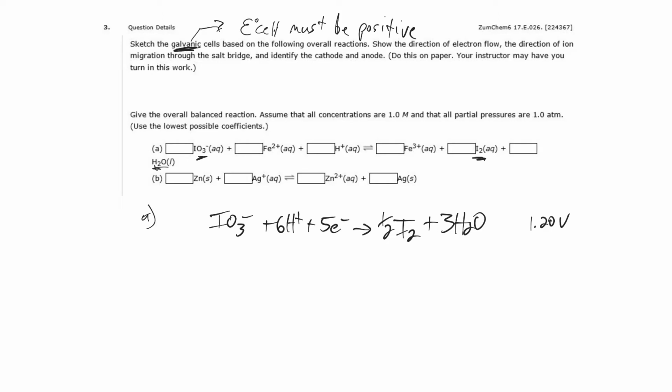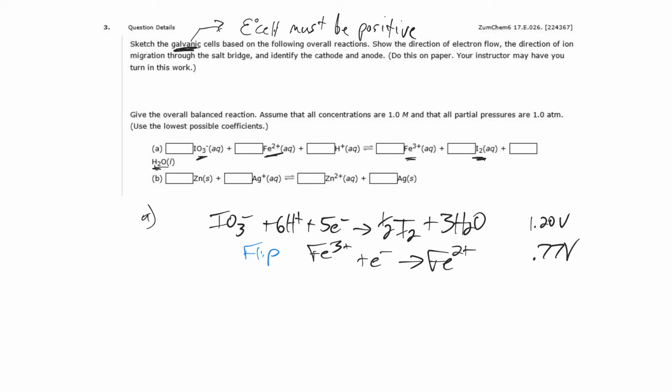And then the other half reaction involves iron 2 and iron 3 ions. Well, the half reaction that involves those ions looks like this, with an associated voltage of 0.77. Because it's a galvanic cell, we have to pick the half reaction to flip so that when the voltage is flipped and added to the other voltage, you still get a positive result. That means we will flip the half reaction that involves iron ions.